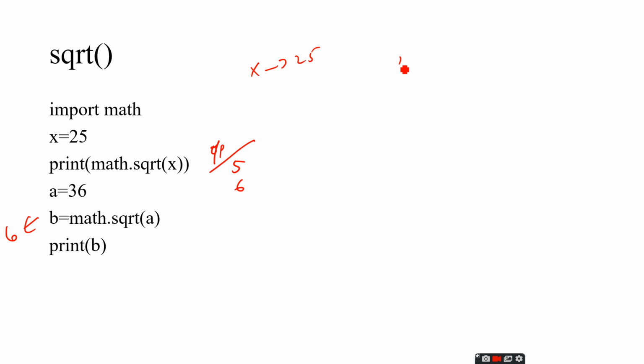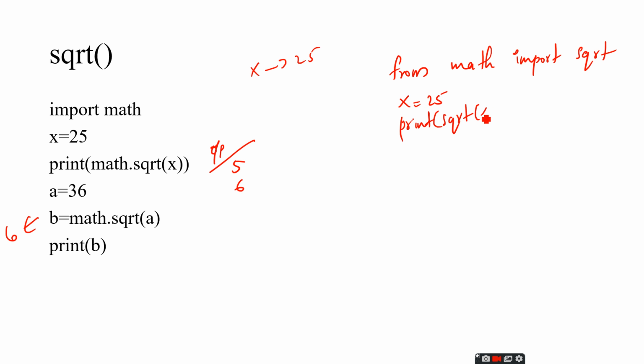Or instead of this, we can write like this: from math import sqrt. That means from the math module, we are importing only the square root function. So we can write like this: x equal to 25, print sqrt of x. So no need of writing math.sqrt. If we are using the keyword from, then we can specifically import functions from modules. So the output will be 5.